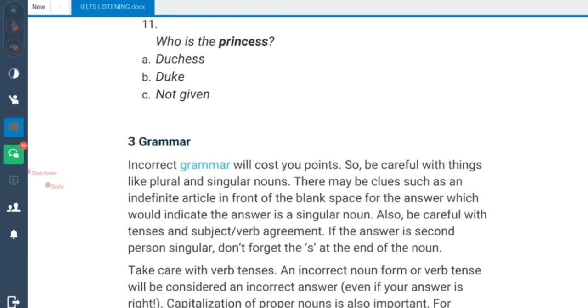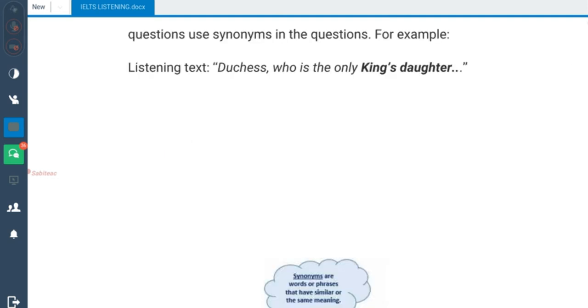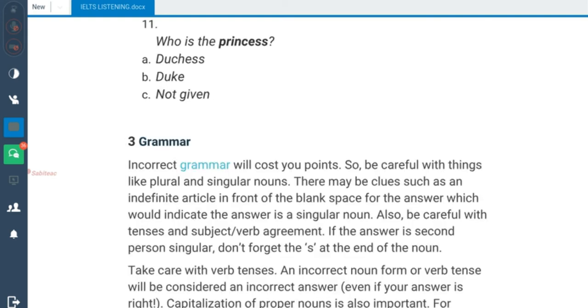Okay, good. Yes, that's correct. Option A, which is Duchess, is the correct option. But remember, the most important thing I want you to understand here is synonyms are important. Synonyms are used quite a lot. Once again, in the listening recording, you might hear Duchess, who is the only king's daughter. Then the question might say, who is the princess? Princess is a synonym for king's daughter. You understand? So synonyms will be used quite a lot in the listening section. So you have to be able to listen for synonyms.